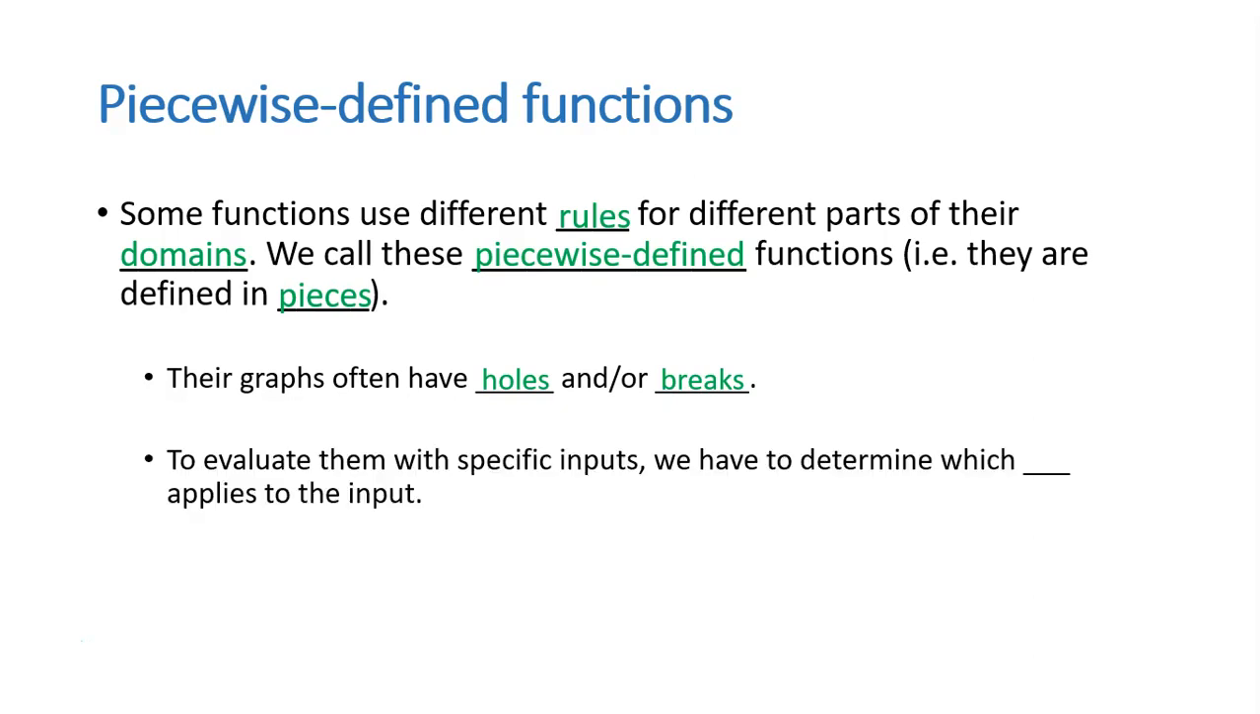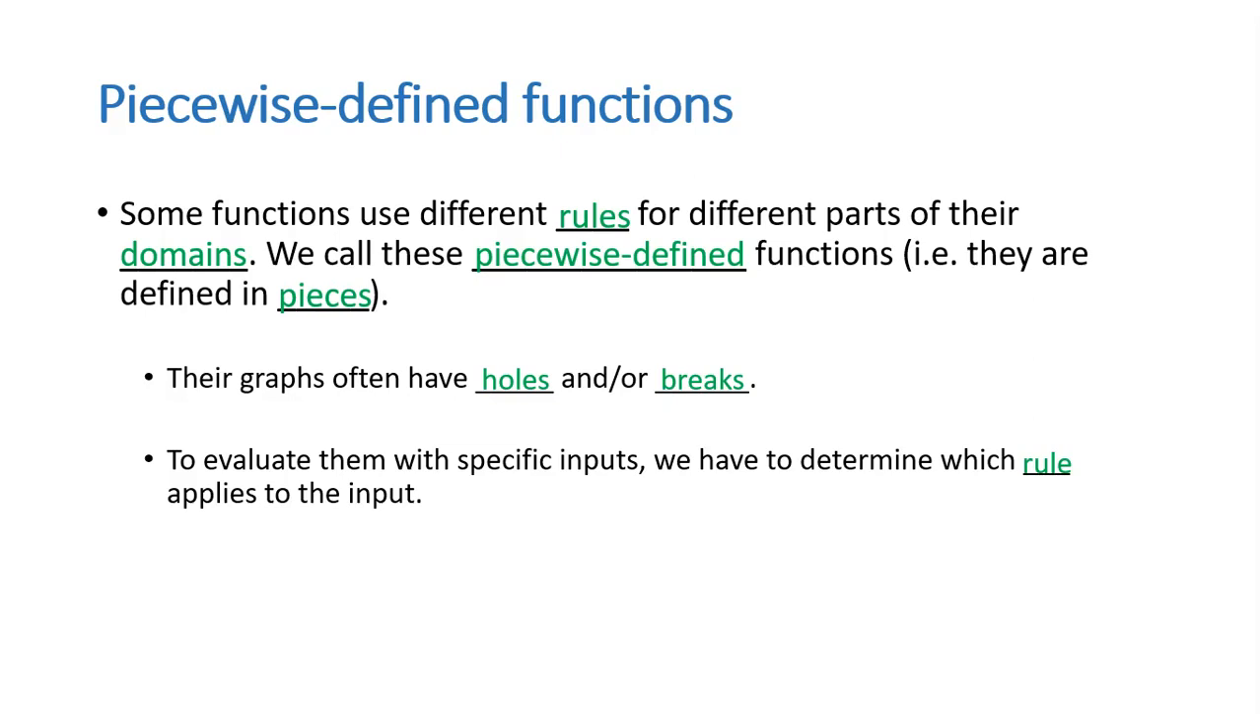So if we want to evaluate with specific inputs, in other words, determine what the output is going to be for whatever input we're given, we first have to determine which rule applies to the input. An individual rule will apply to specific inputs. One thing to keep in mind is that there's never going to be any ambiguity about which rule applies. For every individual input, only one rule will apply. There's never a situation where we would have more than one rule that applies to the same input.